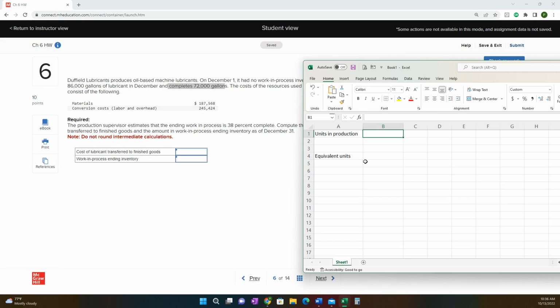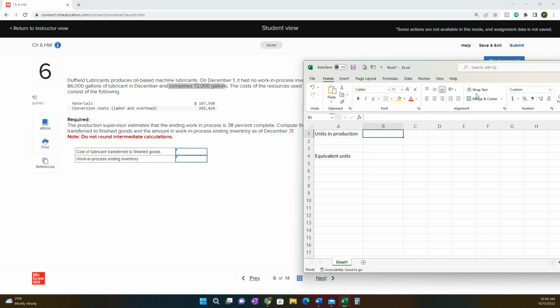They start the month with 86,000 empty containers. So that means that they had 86,000 units in production. Again, I like to think of the units of production as the empty boxes or empty paint cans or whatever the scenario tells us it is. Now, the facts tell us that they completed 72,000 gallons.